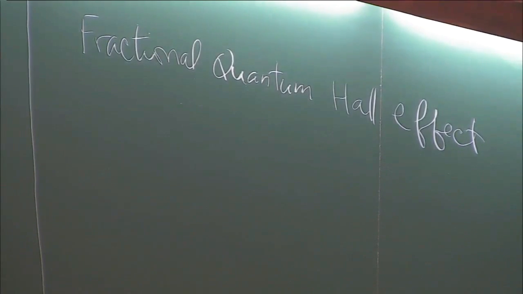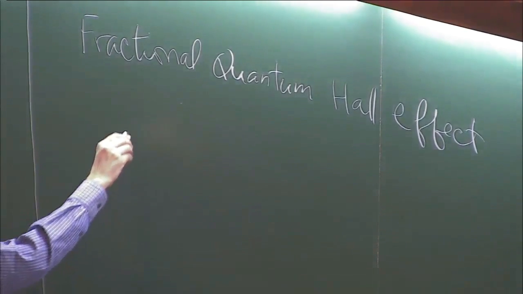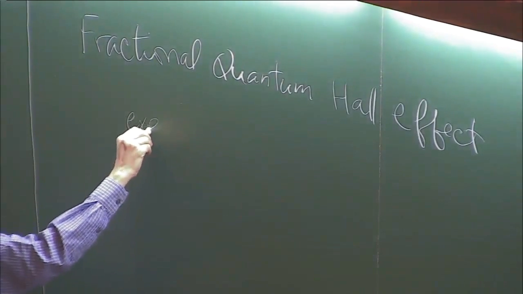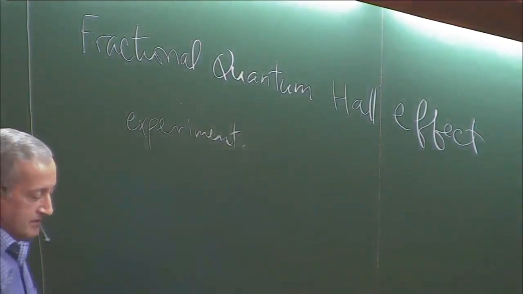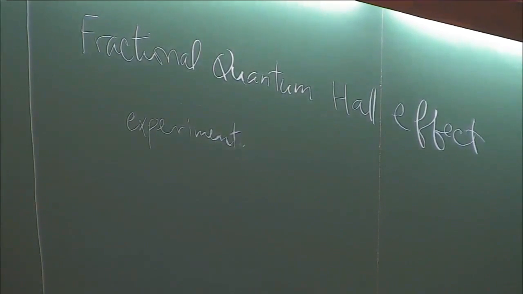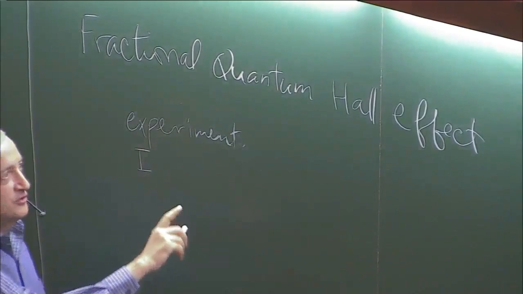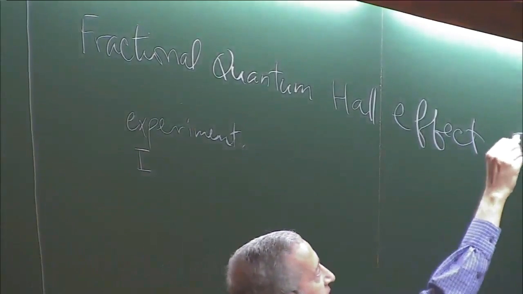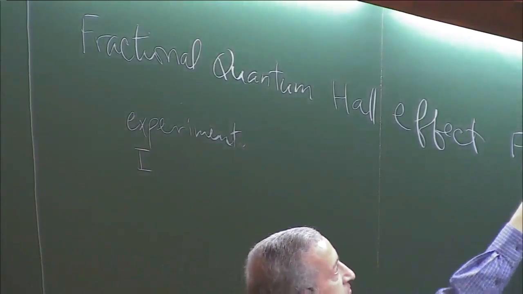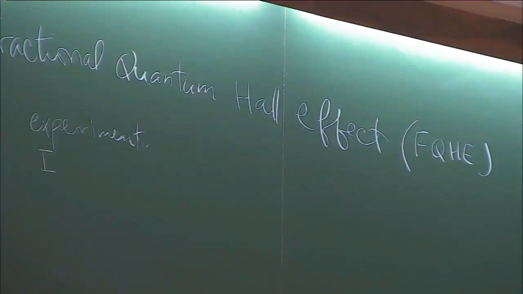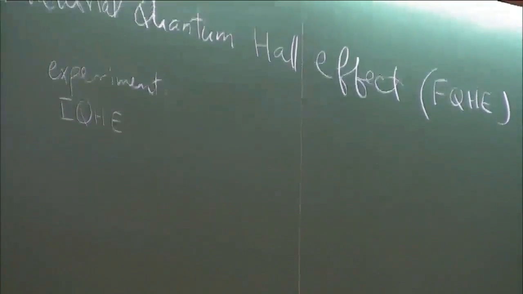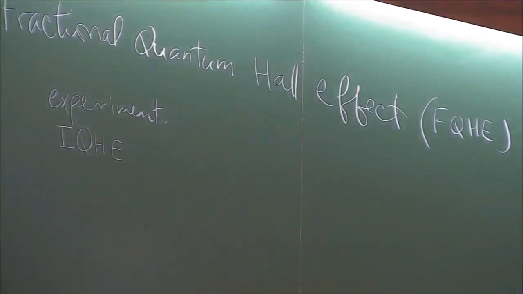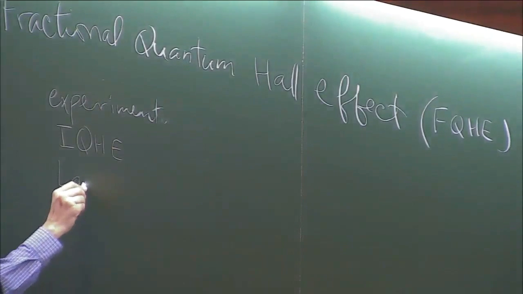The outline of the lectures would be: I would begin with experimental phenomenology. Then I will go on to integer quantum Hall effect theory, and then the FQHE. And I will go to theory of integer quantum Hall effect. Then I will go to Laughlin's theory.